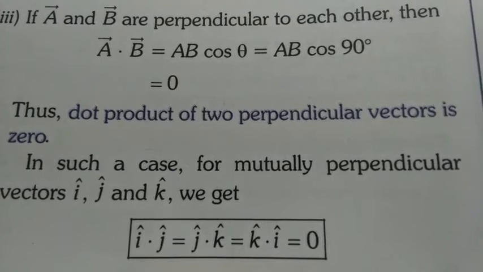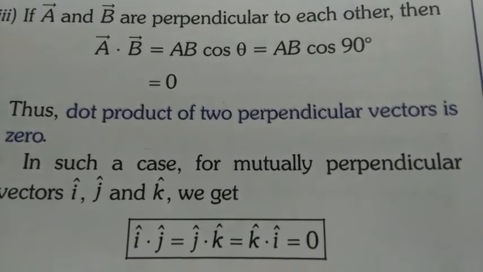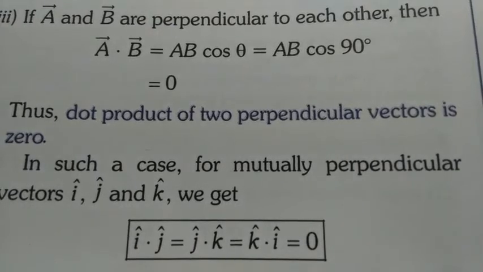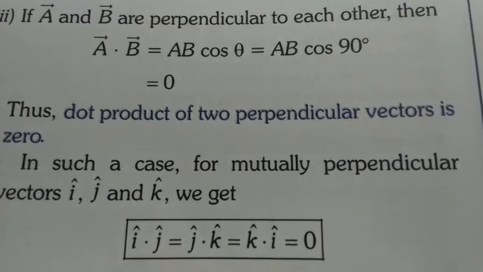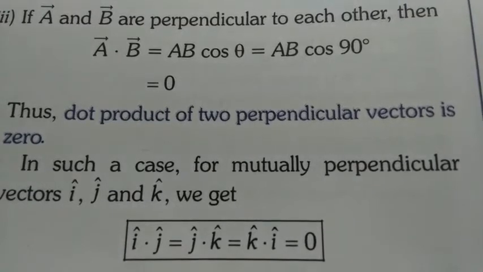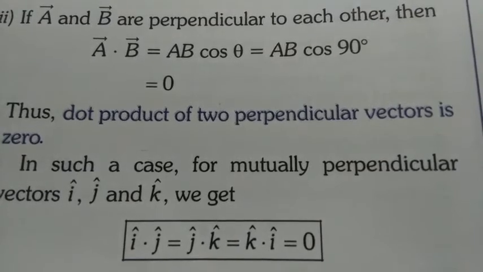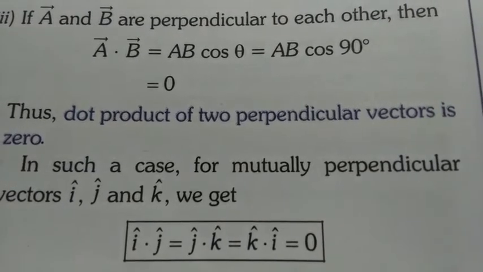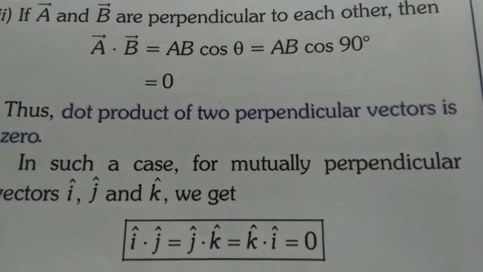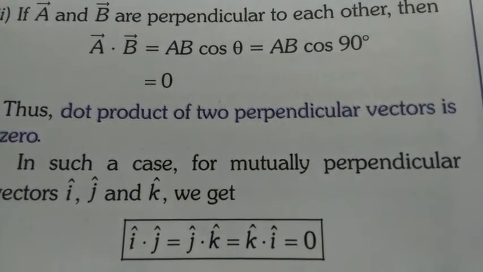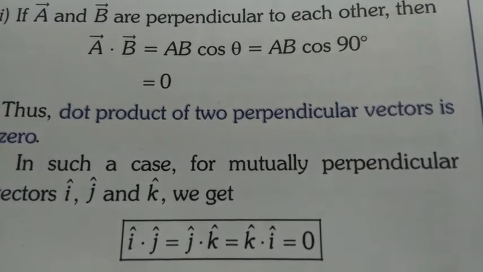Since the x and y axes are perpendicular to each other, i dot j equals 0. Similarly, j dot k, the y axis and z axis, are also perpendicular to each other, and similarly k dot i, that is the z axis and x axis, are also perpendicular to each other. That's why their dot product will also be equal to 0. So keep this in mind: the dot product of two different unit vectors is always 0.